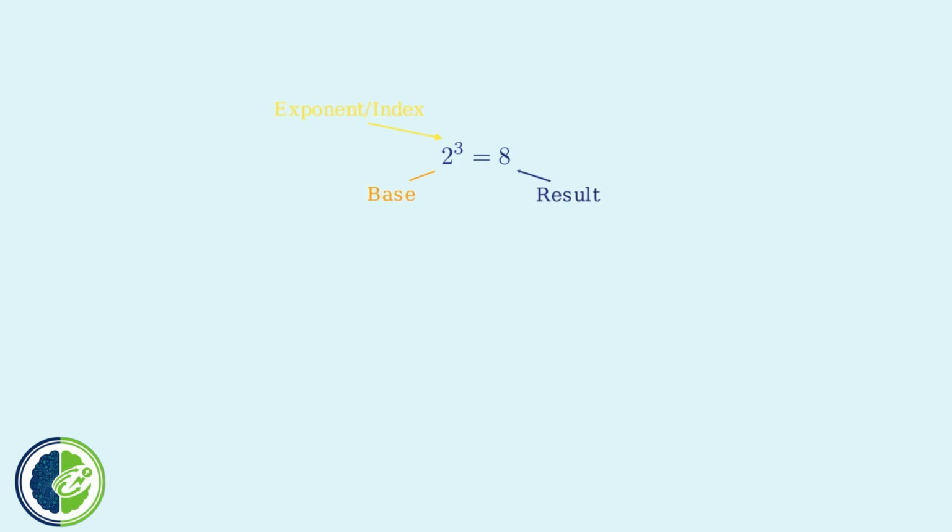When we write 2 to the power of 3 equals 8, we have a base of 2, an exponent of 3, and a result of 8. This means 2 multiplied by itself 3 times gives us 8.